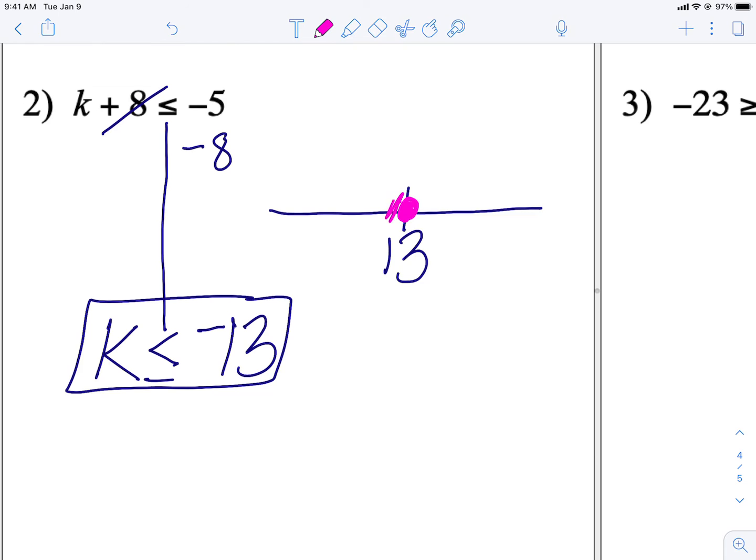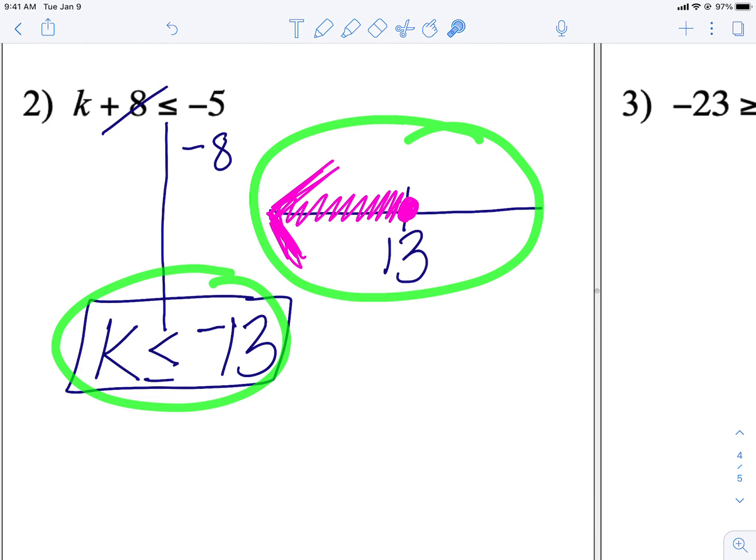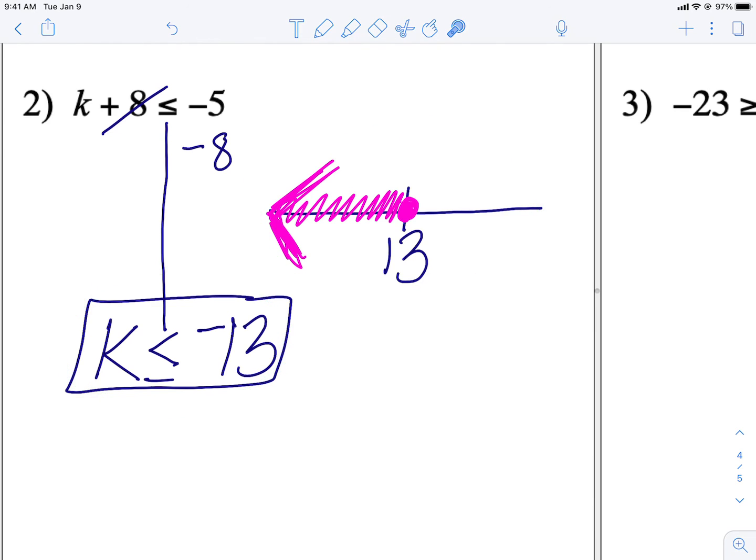That means I got to shade left, just like that. And there it is. I solved it and I graphed it. I did both.